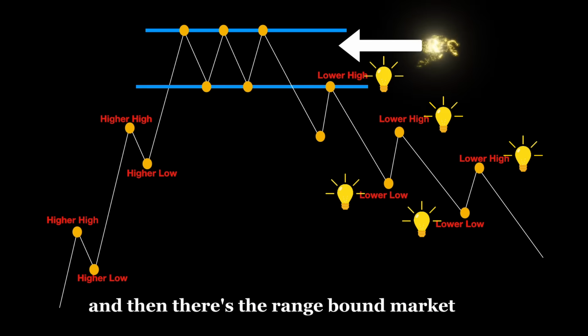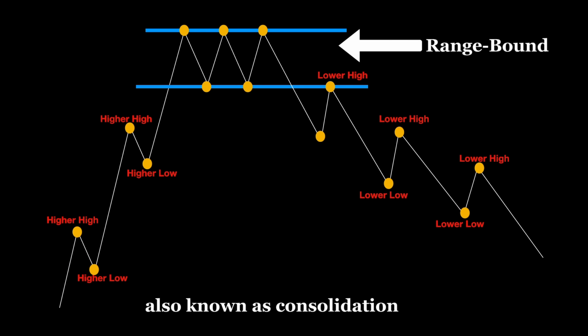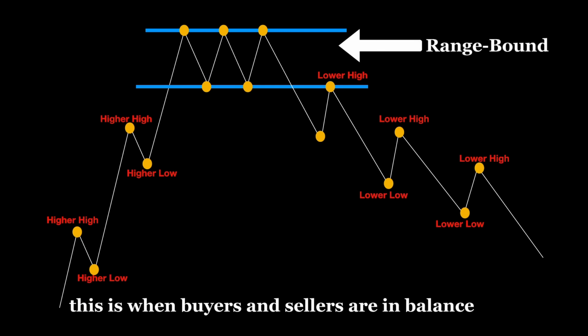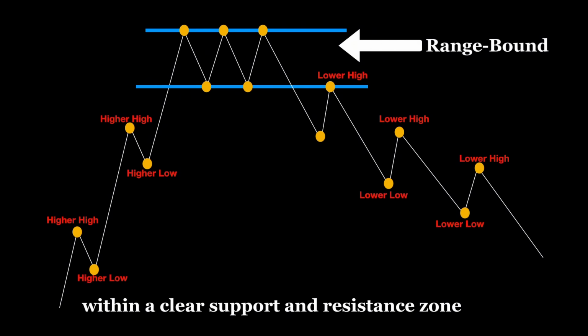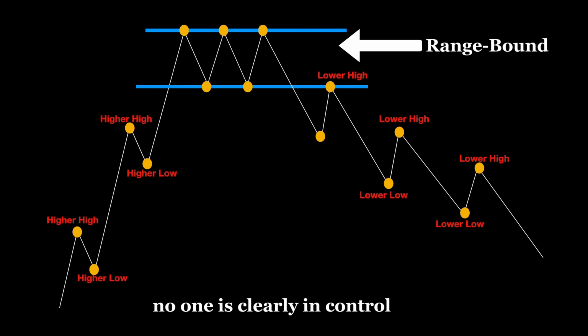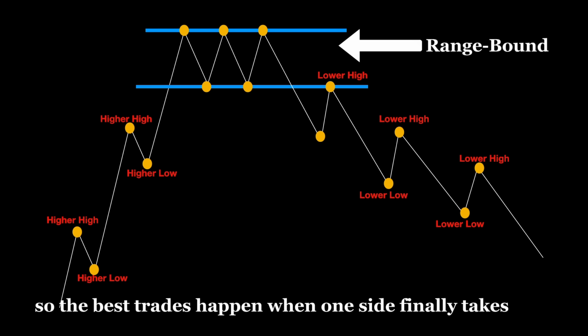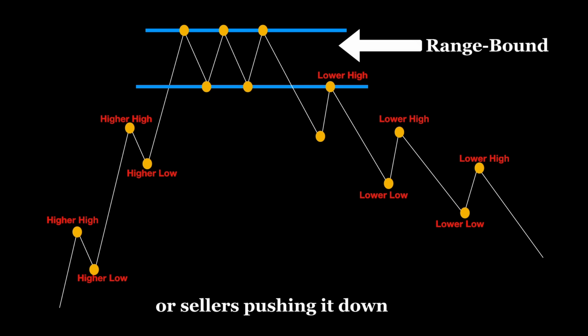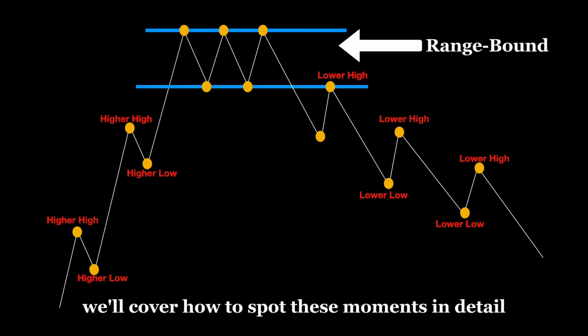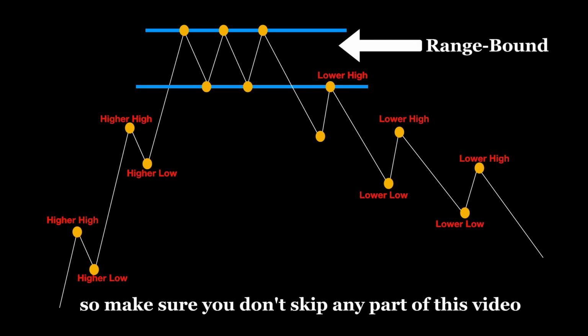And then there's the range-bound market, also known as consolidation. This is when buyers and sellers are in balance. Price moves sideways within a clear support and resistance zone. No one is clearly in control, so the best trades happen when one side finally takes control, either buyers pushing the price up or sellers pushing it down. We'll cover how to spot these moments in detail, so make sure you don't skip any part of this video.